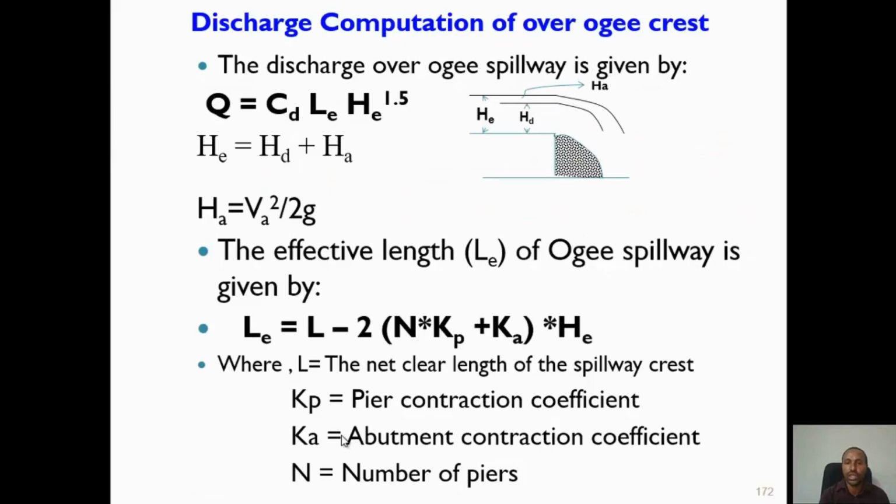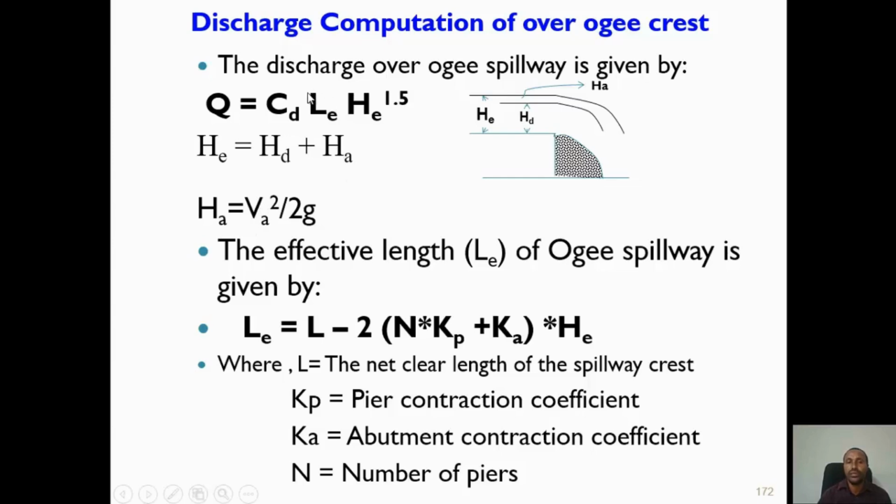So let us see the discharge computation over the Ogee crest, which is this one. You know this equation. The discharge over the Ogee spillway is given by the coefficient of discharge, times effective length, times effective head to the power of 3 over 2 or 1.5, where HE is the effective head, design head plus approach head. So HD is the design head, then the effective head, to which you can include the approach head. So this is the kinetic head, V square over 2G, approach head or kinetic head.